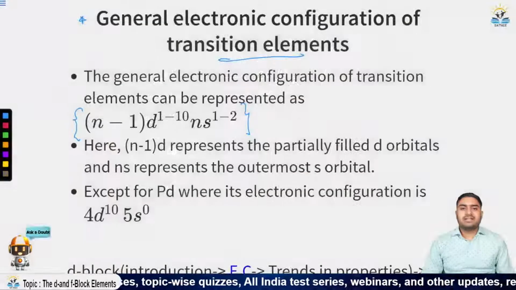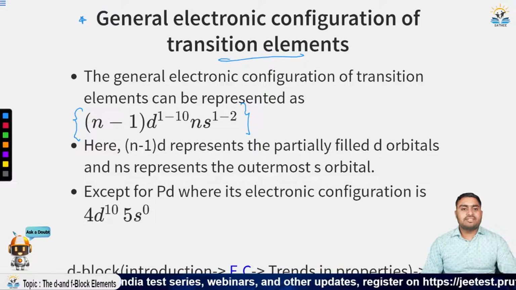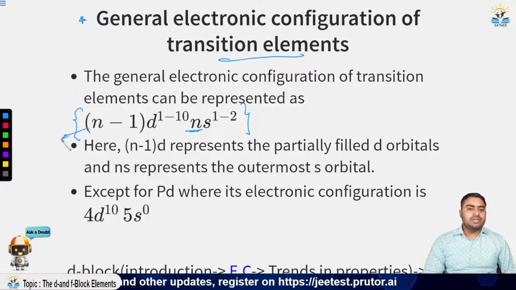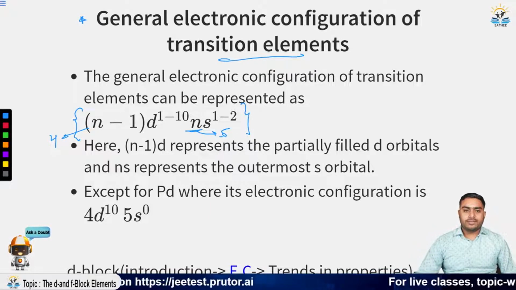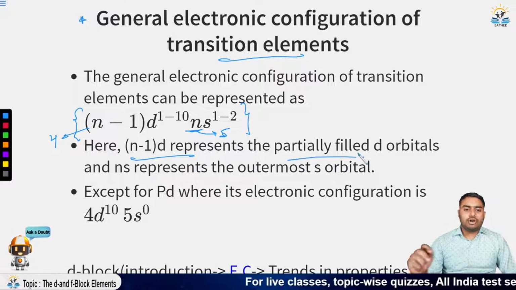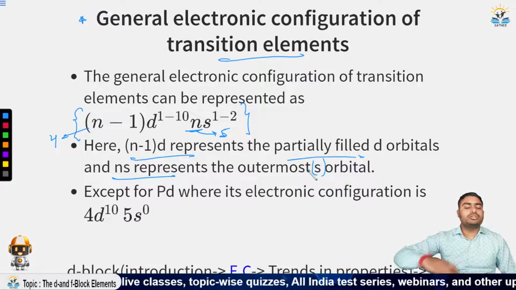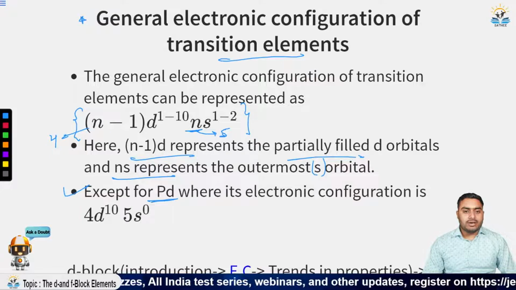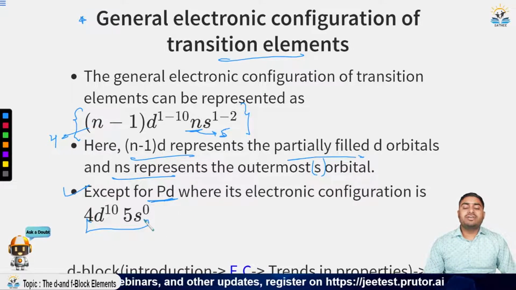You can apply this general electronic configuration to any of the series: 3d, 4d, 5d. If you are talking about the 4d series, n-1 is 4, so n will be 5. Here (n-1)d represents the partially filled d orbitals, and ns represents the outermost s orbital, that means the valence shell. Except for Pd: palladium's electronic configuration is 4d10 5s0.